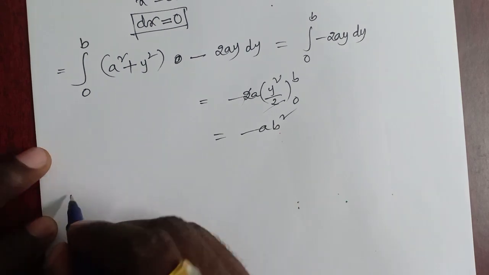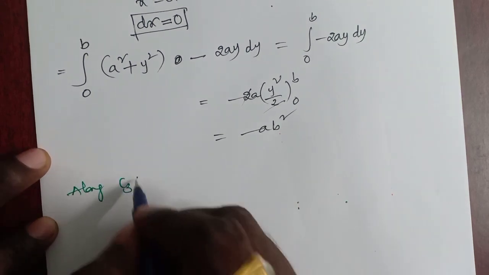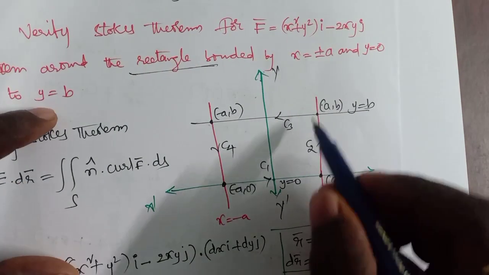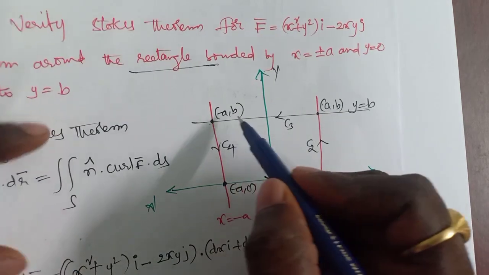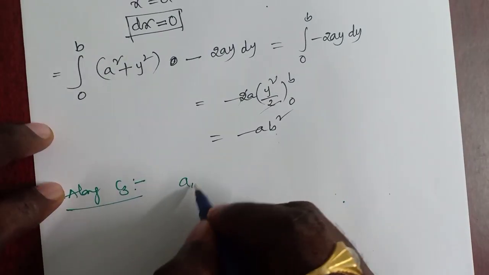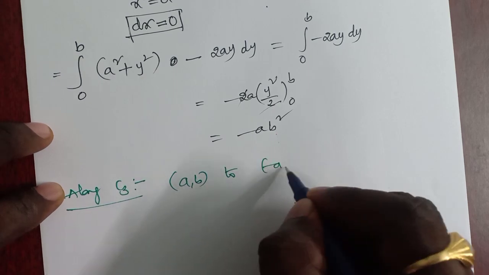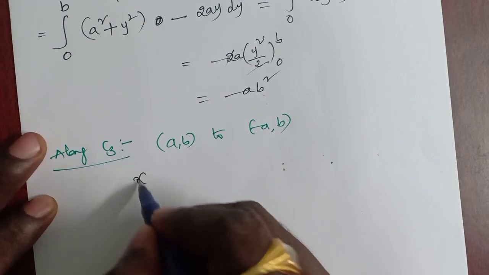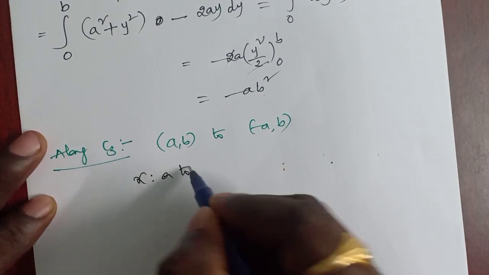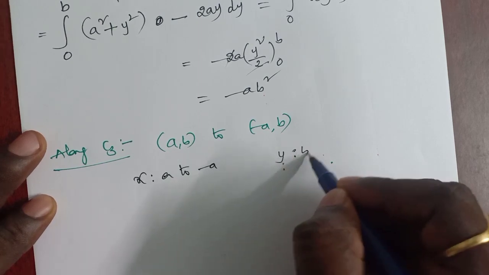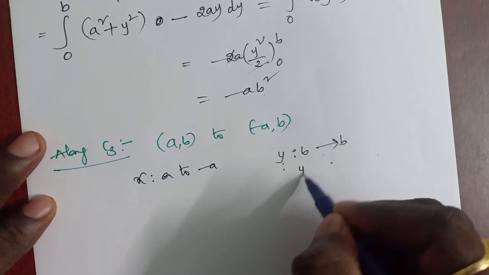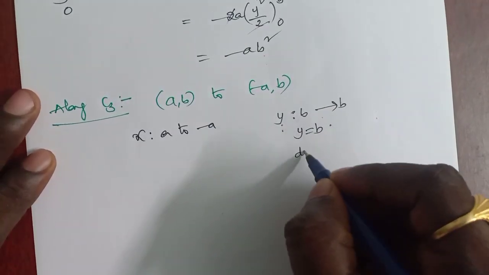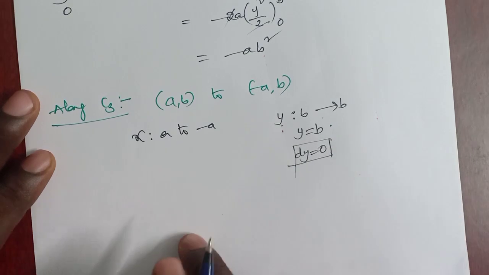Then along C3. So along C3, what are the changes? AB to minus AB. So clearly from this x ranges from a to minus a, y ranges from b to b. Since there is no change in y, as y ranges from b to b, the differentiation is equal to 0.